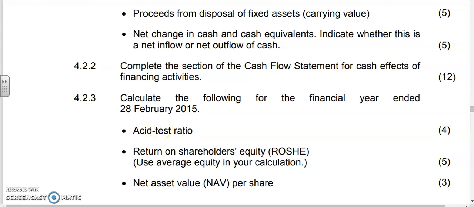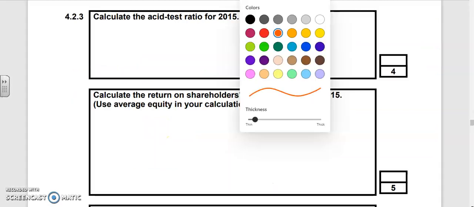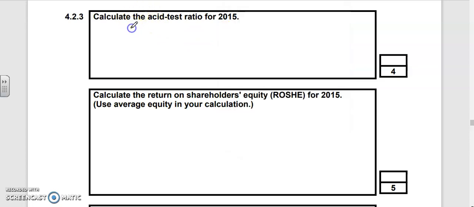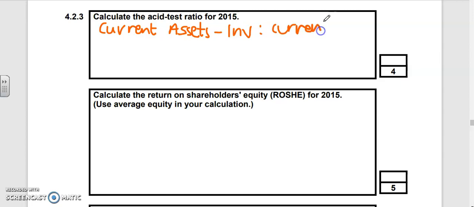The asset test ratio is basically your current assets minus inventory is to current liabilities. So current assets minus inventory is to current liabilities. I won't always put the ratio because I want to do the calculations in whatever it's current liabilities, right?